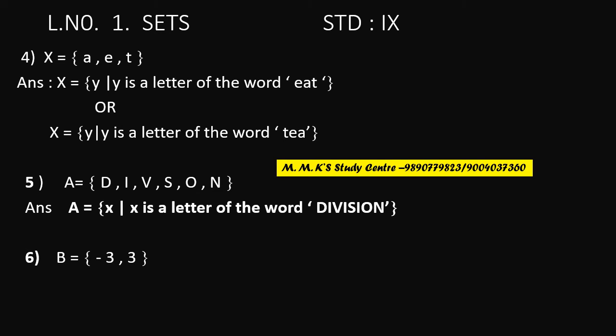Question number 6. B is {3, -3}, which means B is a set of 3 and minus 3. So 3 and minus 3 are the square roots of 9. Okay, so our answer will be B is a set of y such that y is a number such that y square is equal to 9. Okay, so we'll see the next example.